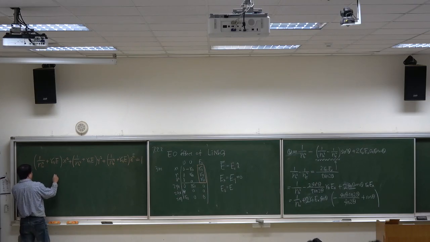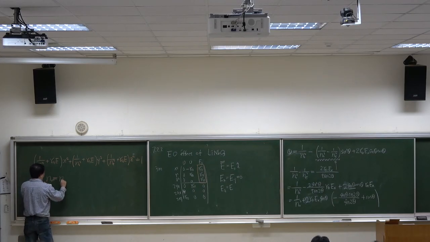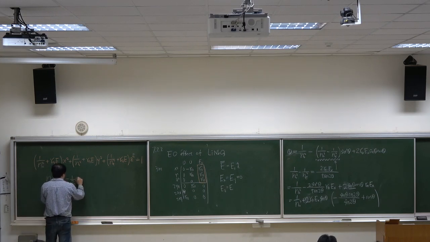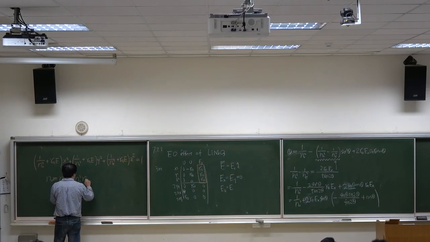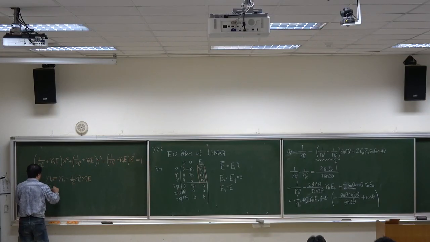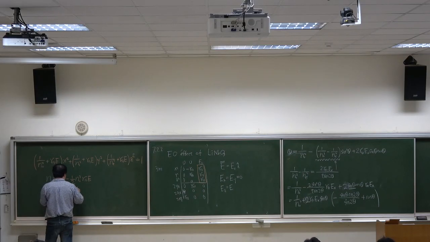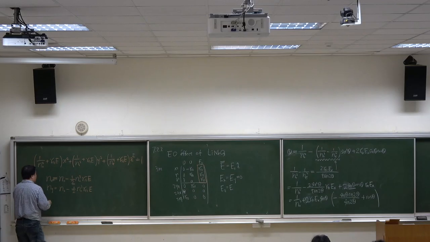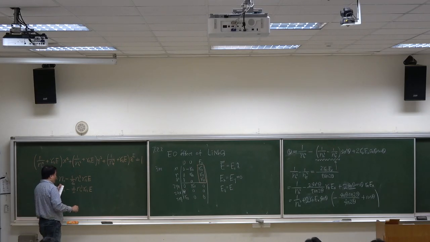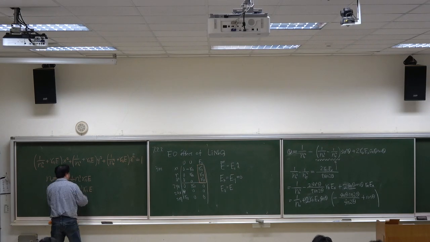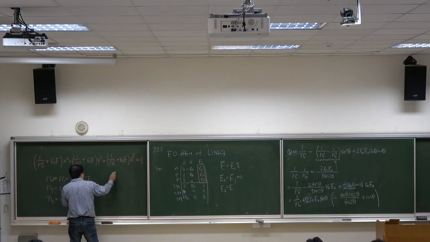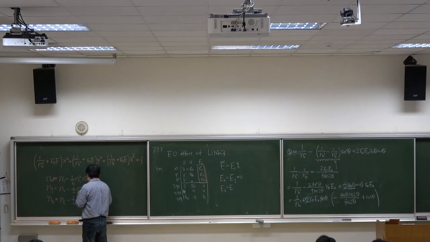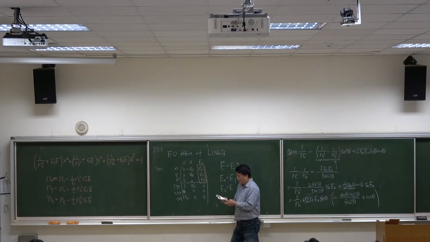Okay, so now we see that nx prime, or nx, now becomes no minus 1/2 no cubed R13 times E. And ny is no minus 1/2 no cubed R13 times E. And nz is equal to ne minus 1/2 ne cubed times R33 times E.